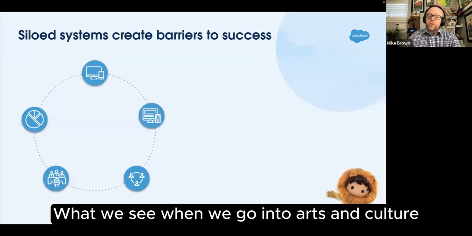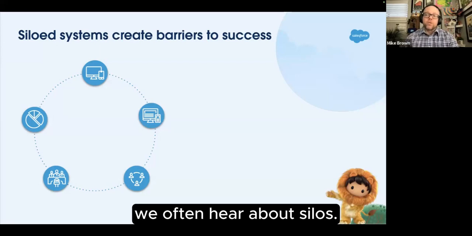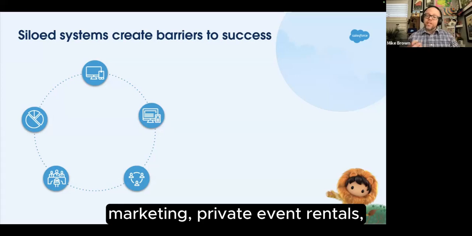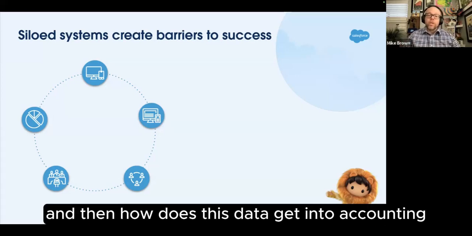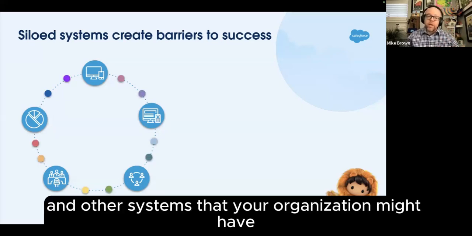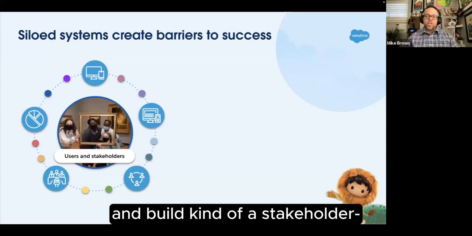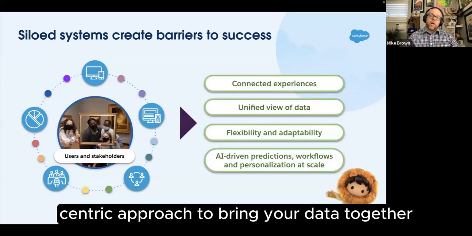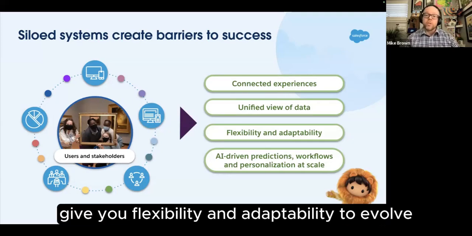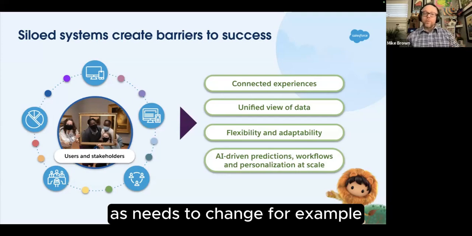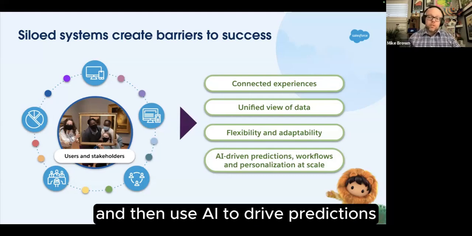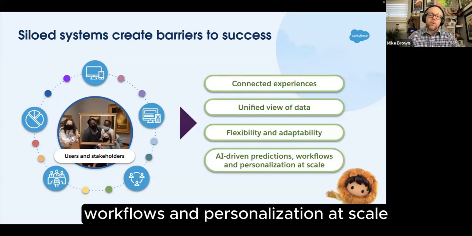And what we see when we go into arts and culture engagements is that we often hear about silos across ticketing, membership and development, marketing, private event rentals, and then how does this data get into accounting? So what we want to do is take those siloed systems and other systems that your organization might have and build this stakeholder-centric approach to bring your data together and drive connected experiences, a unified view of your data, give you flexibility and adaptability to evolve as needs change. For example, like what happened in the pandemic, needing to really pivot quickly. And then use AI to drive predictions, workflows, and personalization at scale.